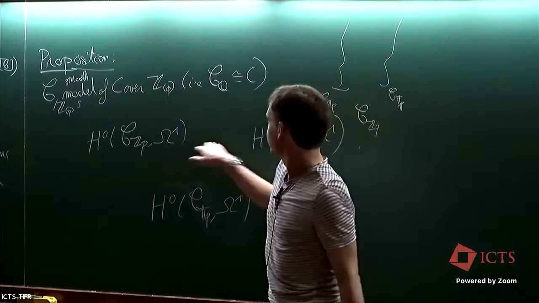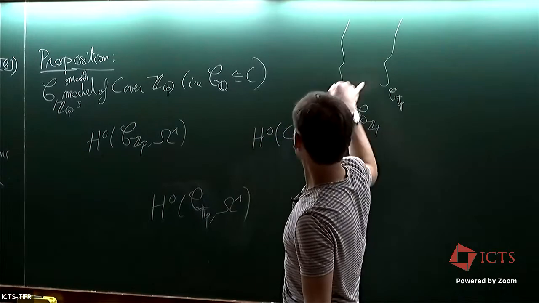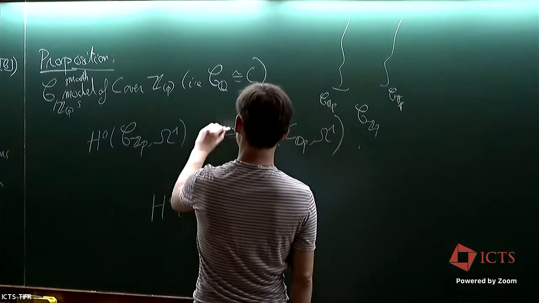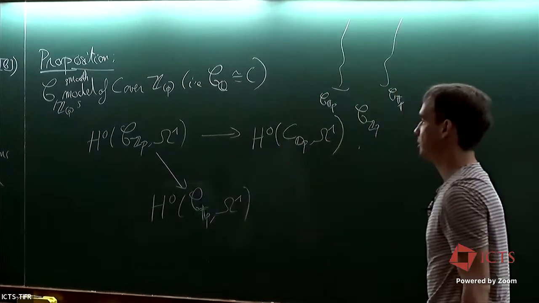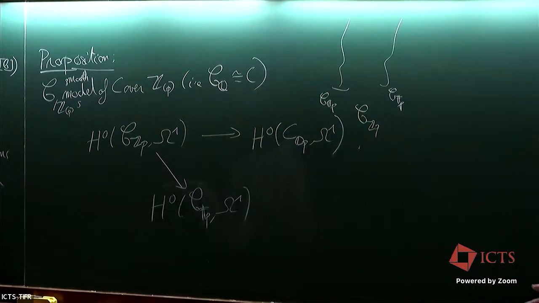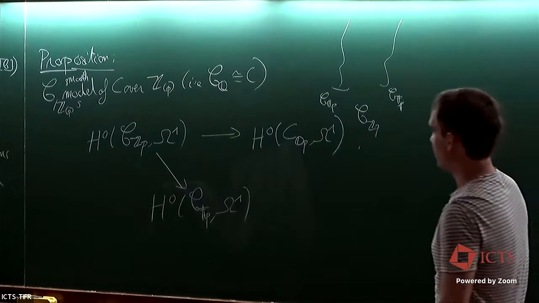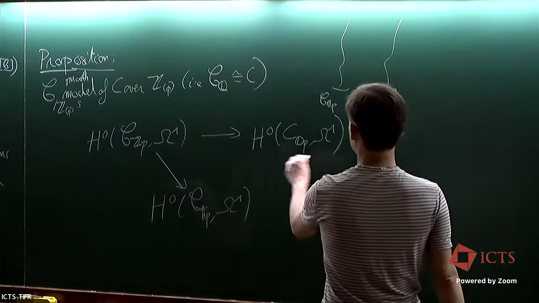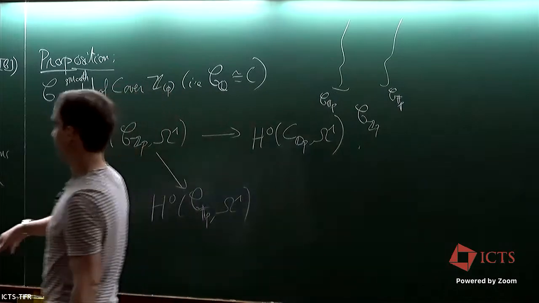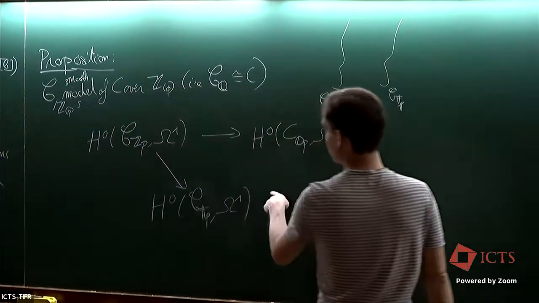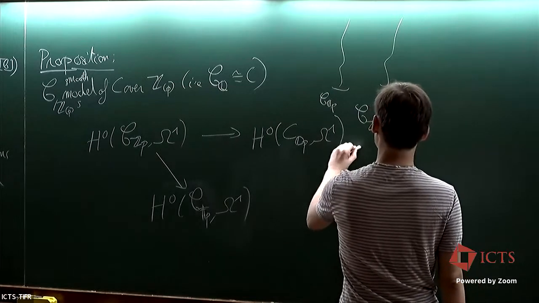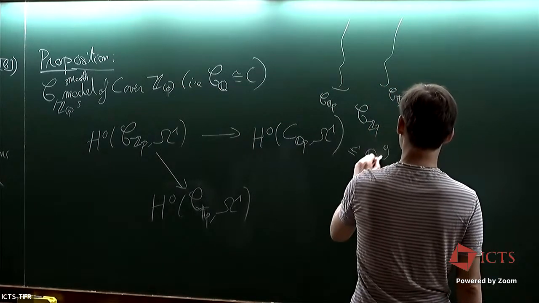I just restrict to either this fiber or this fiber. So this is well defined. Okay, and now what can I say a bit more precisely? Well, I know that this is also isomorphic to H0 of J_QP, omega 1, and the latter is of dimension g. So this looks like QP to the power g.